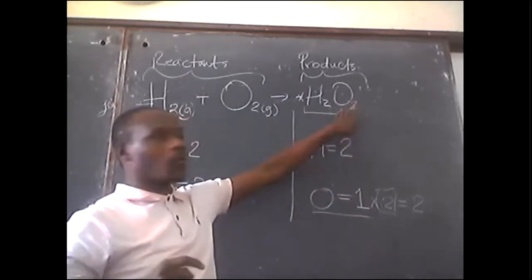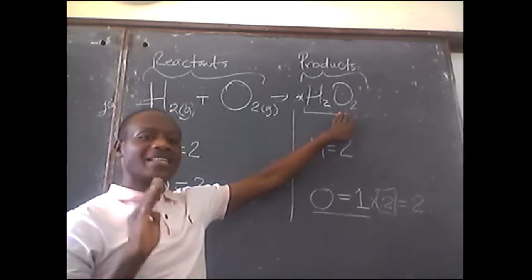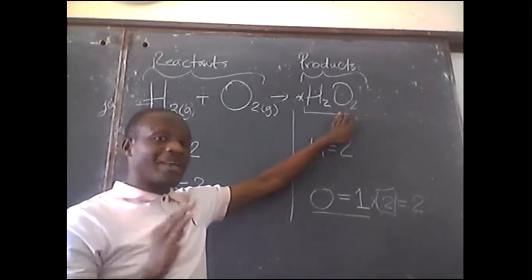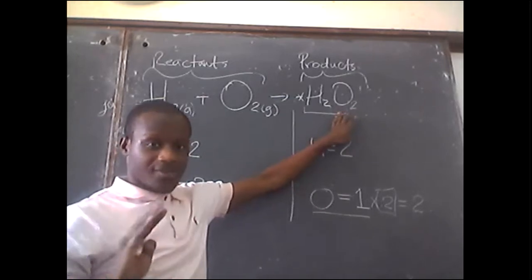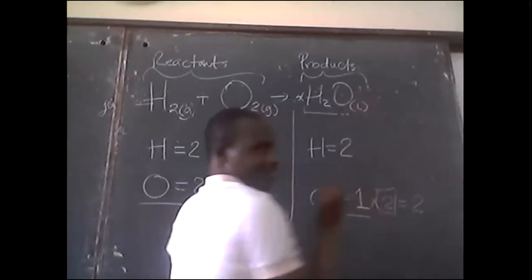This is no longer water. This is now hydrogen peroxide. So when you put it on the right hand side, it is criminal. When you put it on the right hand side of the atom, that is criminal. You can never do that. So you leave the molecule intact as it is.